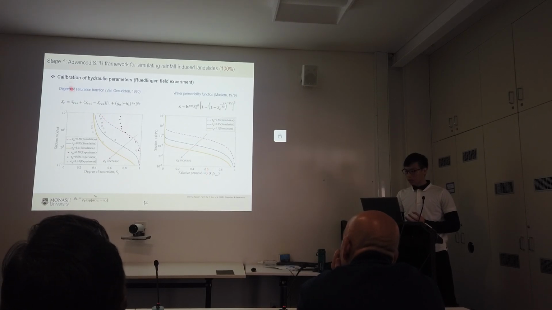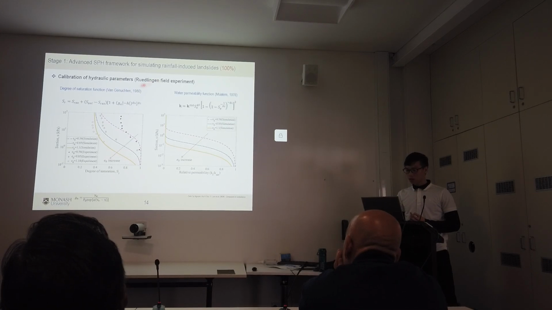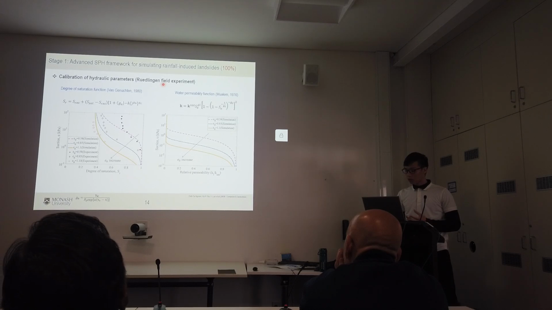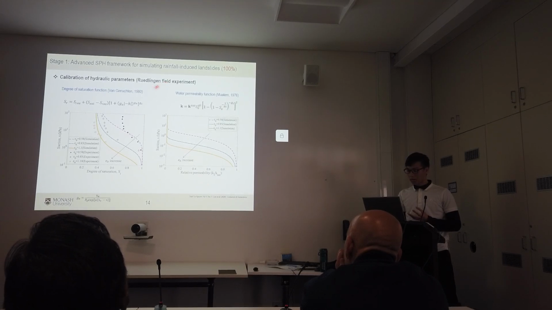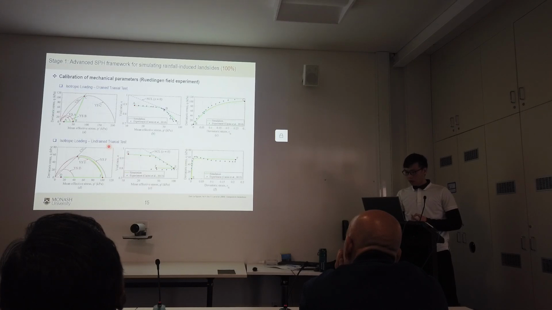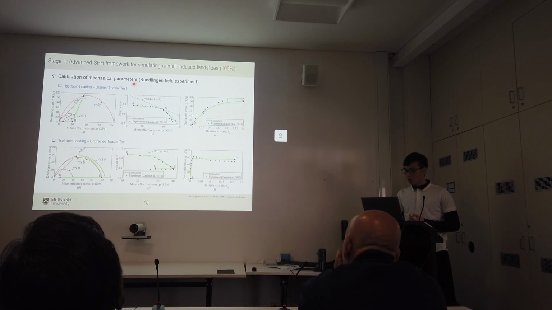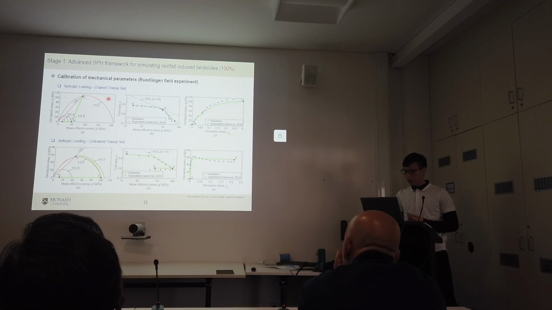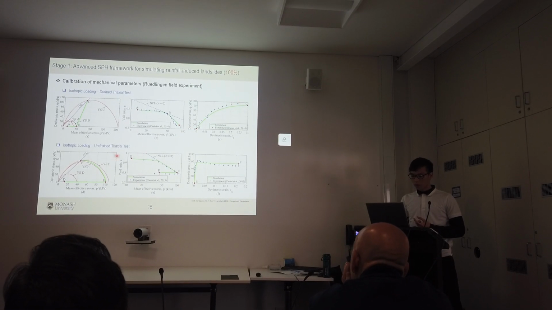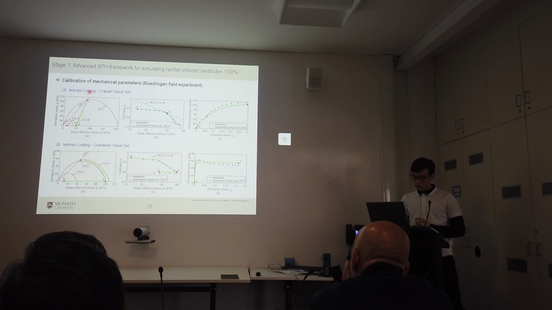So here is the calibration of our soil calibrated curve. Because we are conducting the simulation for this replicated field, it is important to calibrate the soil parameters at this location. You can see that we can fairly fit the van Genuchten equation to the soil calibrated curve using their experimental data. Here's the calibration of our constitutive model. You can see that the model can capture well the volumetric behavior and shearing behavior under both isotropic loading drained triaxial test and isotropic loading undrained triaxial test.